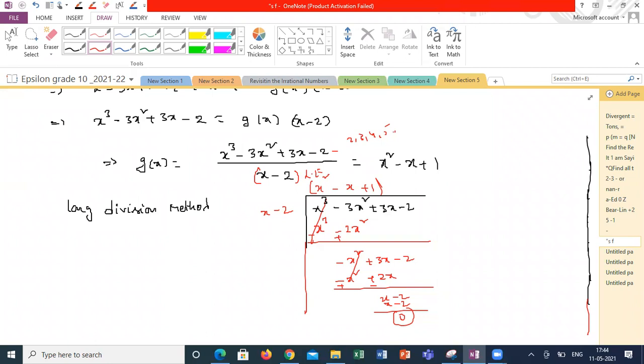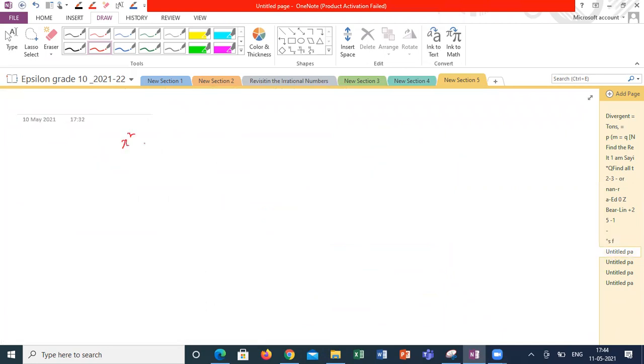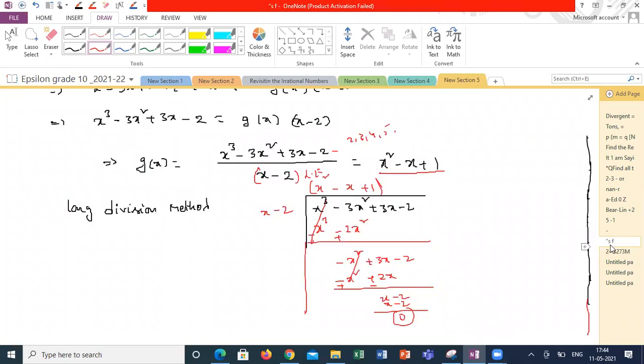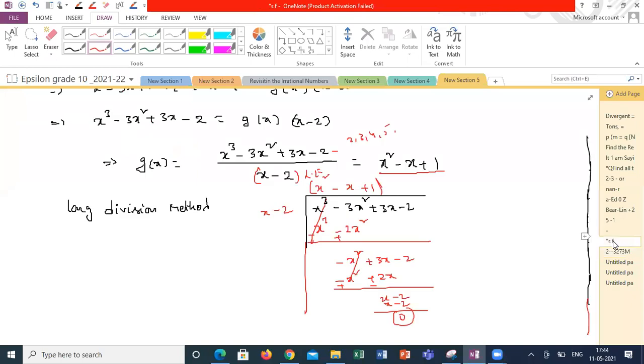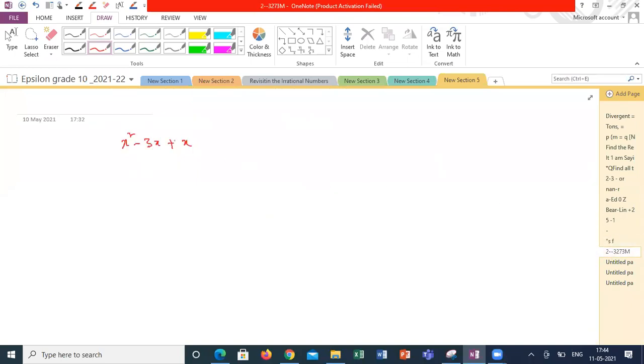Sir, we can equate x minus 2 equal to 0, find the value of x and substitute it. I need to get the value now. I need to find out g of x. Is there any other method? Suppose I am taking x cube minus 3x square plus 3x minus 2 divided by x minus 2, correct?